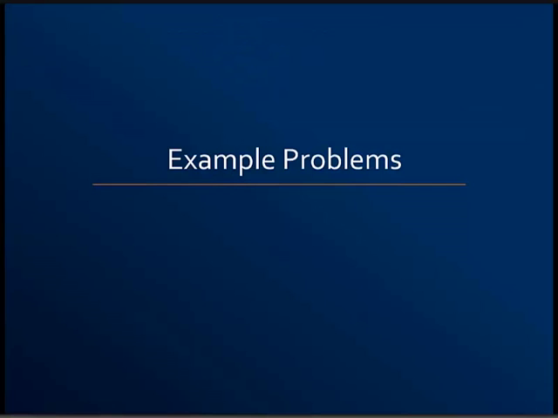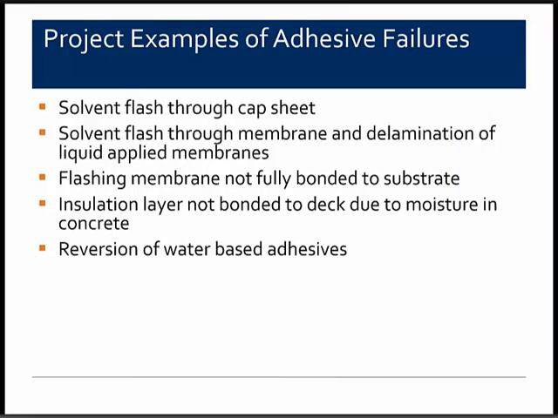Now I want to get into some of the example problems that we've seen over the years. We've seen some adhesives where the solvent has flashed through the cap sheet. Now, the components of the adhesive were the cause of the problem, not necessarily the contractor or the installation methods. It was the manufacturer's processing of the product that actually caused the failures.